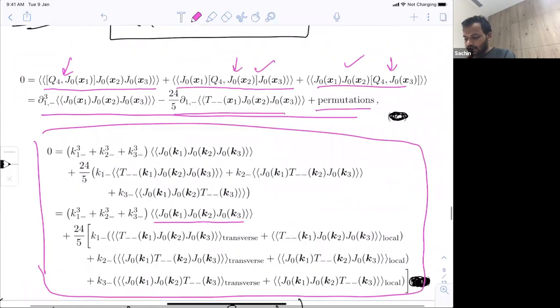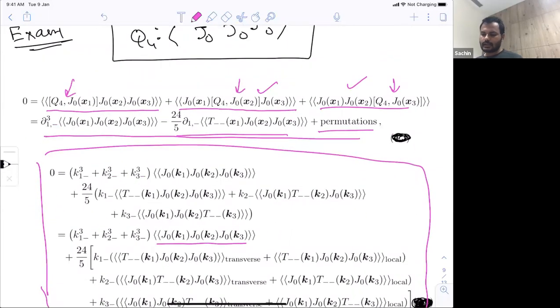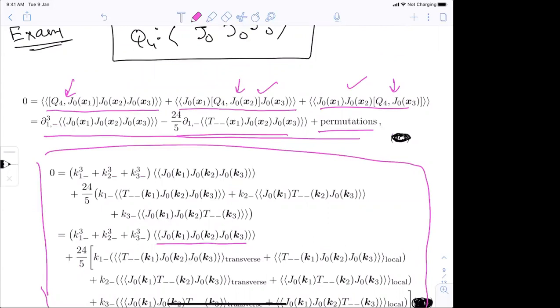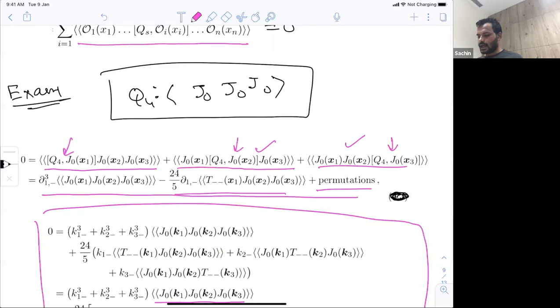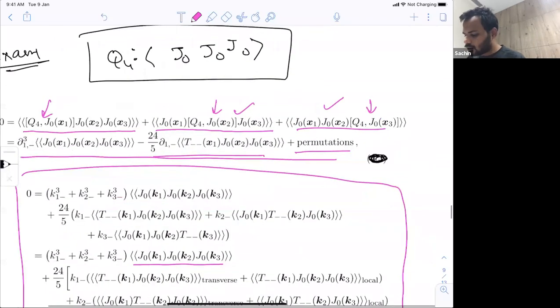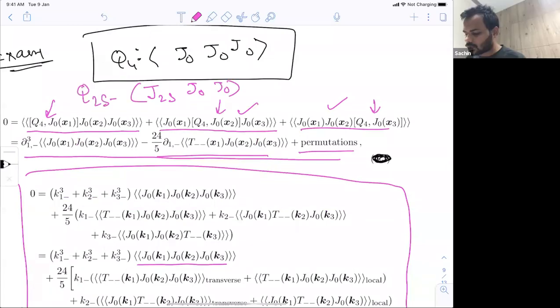So the point I just wanted to emphasize is that the higher spin symmetry relates a scalar to spinning operators, right? One of the points is that I should be able to use scalar correlators to construct higher spin correlators by using higher spin symmetry. That is the point. Suppose you want a J2S, J0, J0 kind of thing, you will act with something like Q2S plus 2 on J0, J0, J0, and one of the quantities it will give you is J2S, J0, J0.